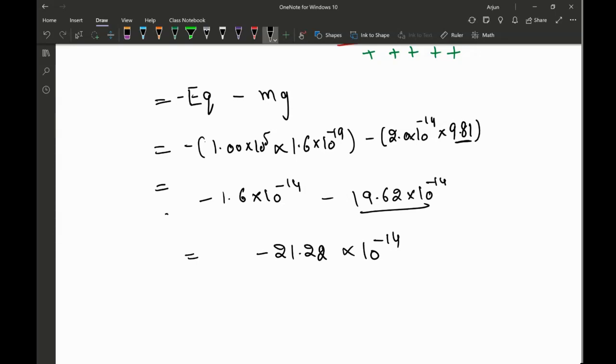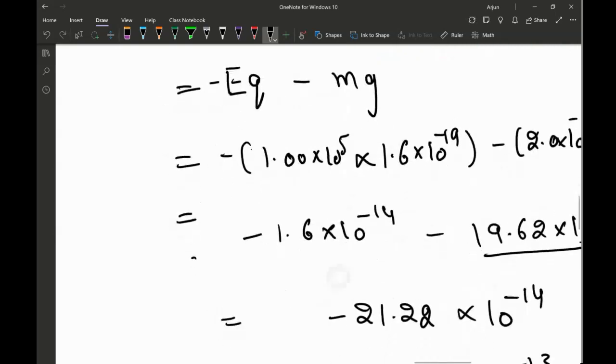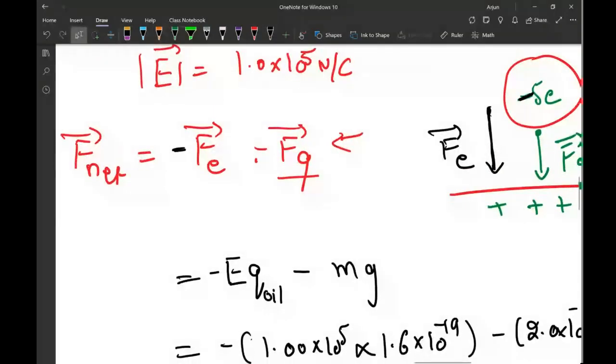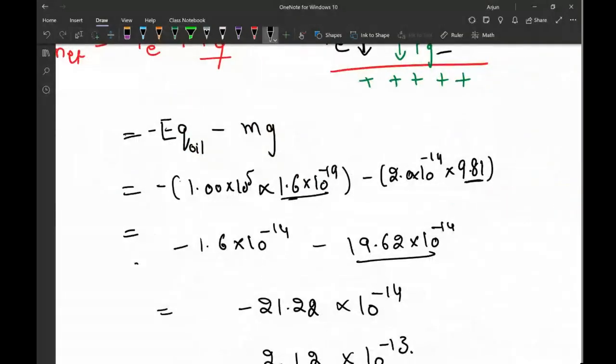This one will be 2.12 times 10 raised to the power negative 13. I think I might, oh yes, you know where I've made a mistake? See here, this is an oil droplet. This is what I had to use. So this number has to be multiplied by 5 also. That's what I missed. This number has to be multiplied by 5 too.